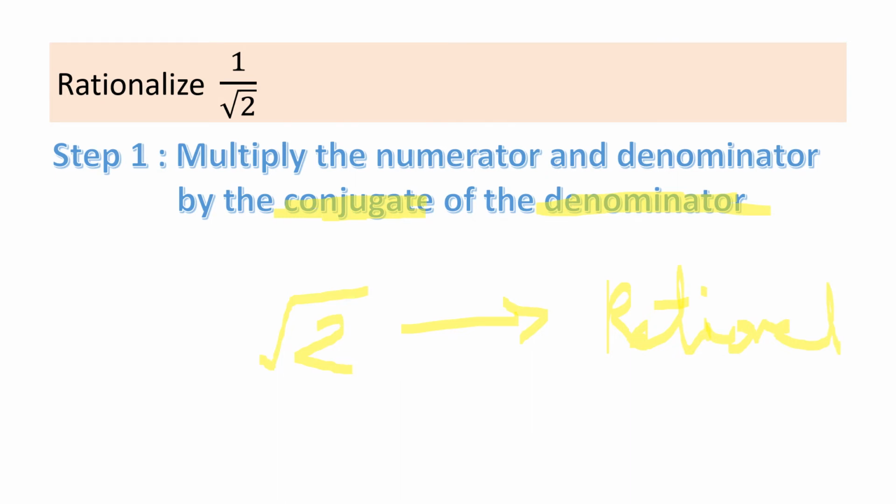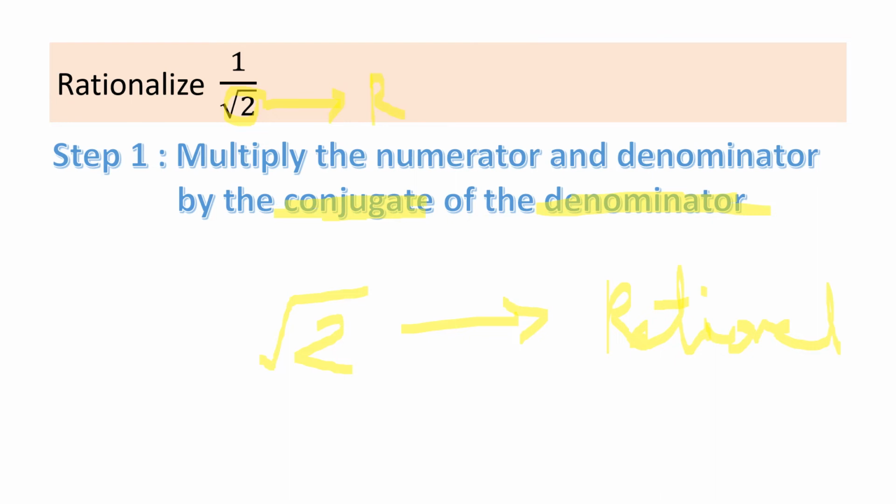That is why this process is called rationalizing. So we are going to rationalize the denominator, which means we are going to convert this irrational number in the denominator into a rational number. That is what this process is.